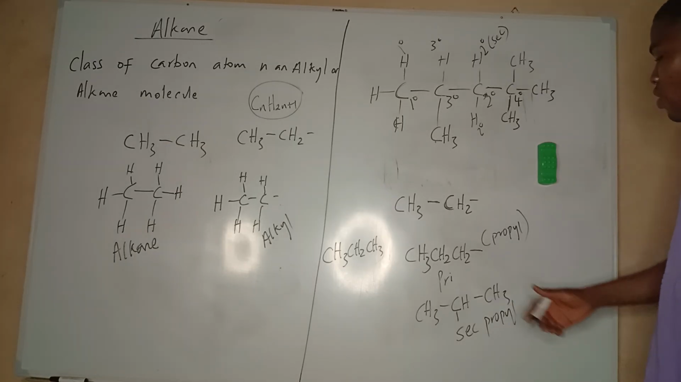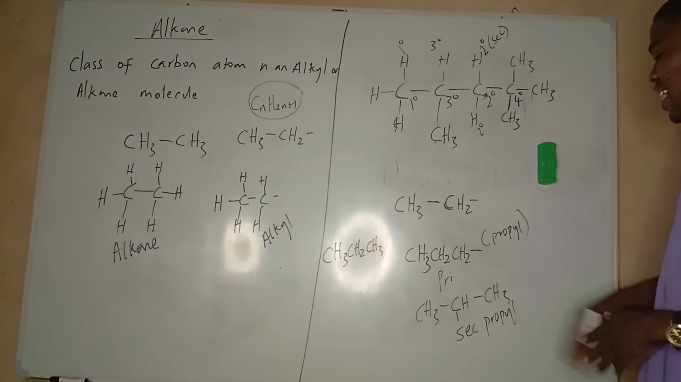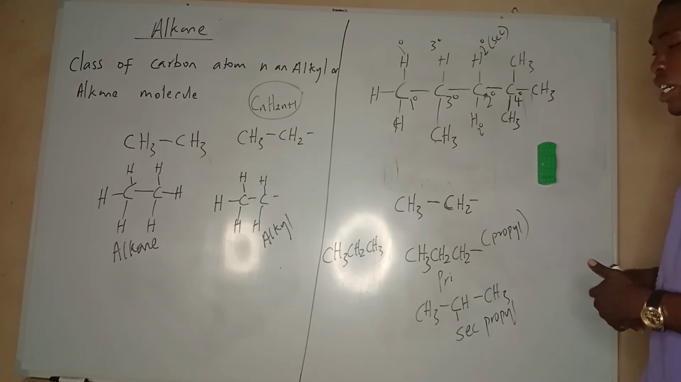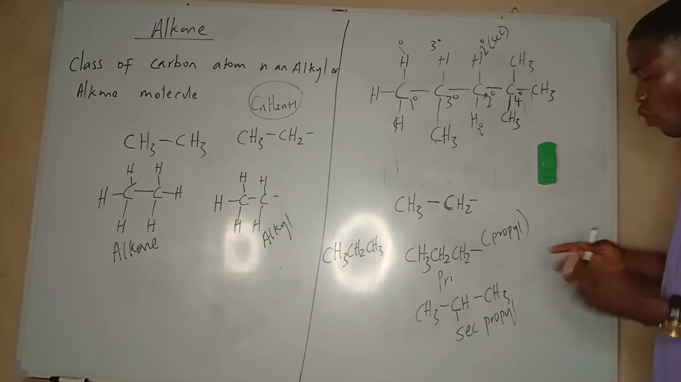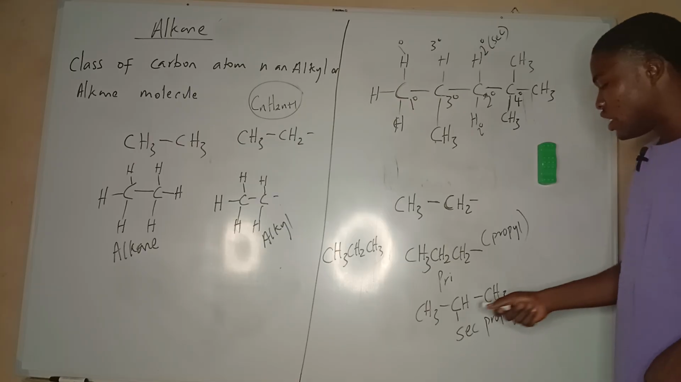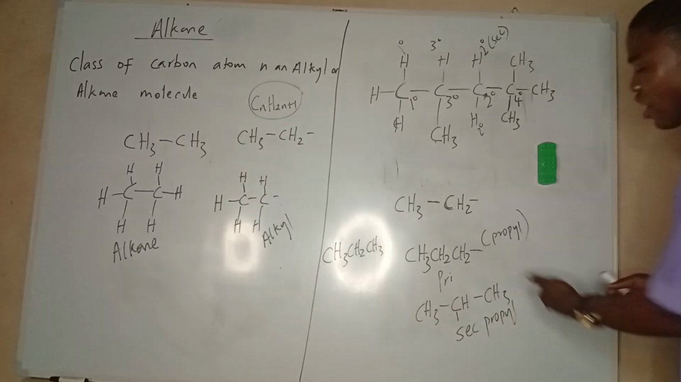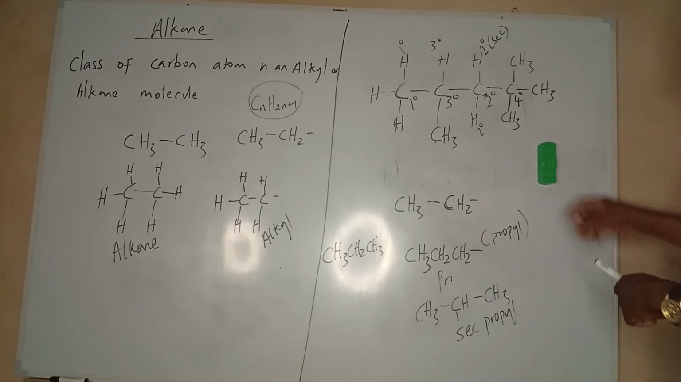Sec propyl. So we might literally not have a tert propyl for propane. Usually a tert propyl cannot occur. Why can a tert propyl not occur? This carbon cannot be bonded to 3 different carbons because the alkyl group has only 3 carbons. So let's go to butyl.